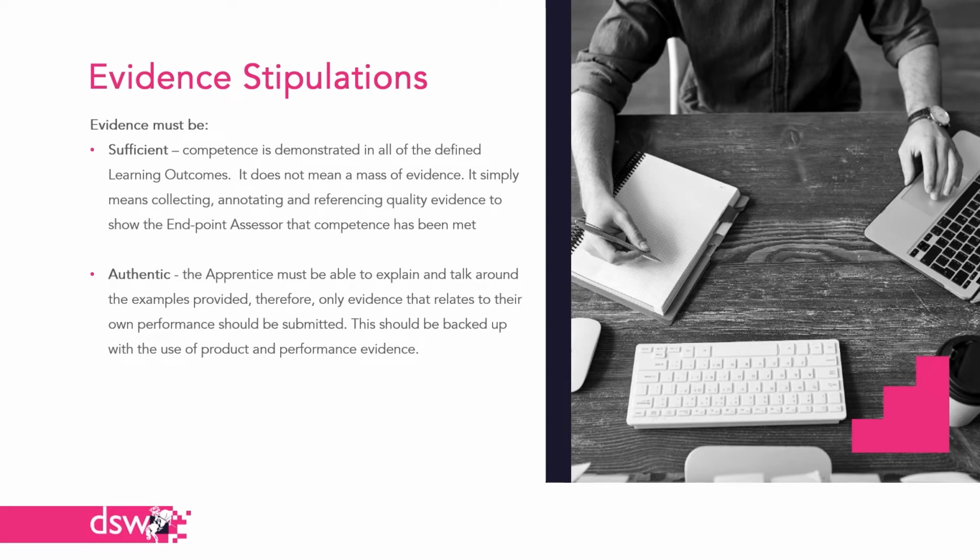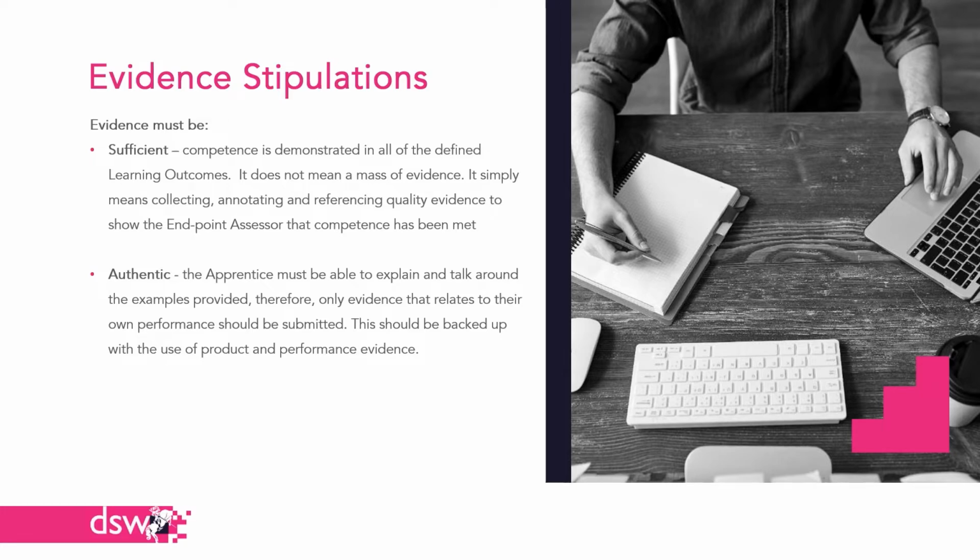Evidence stipulations. All evidence must be clearly labelled, dated and referenced in the portfolio referencing table. All documents should be amended or redacted to ensure confidentiality and data protection are adhered to and that no GDPR breaches occur. Please see DSW's GDPR policy for guidance on how to redact sensitive data, as breaches may result in a fail or remedial action. Any feedback from on-programme assessors should be removed.